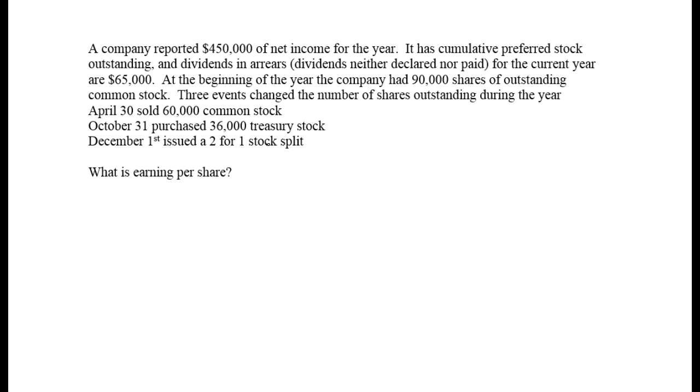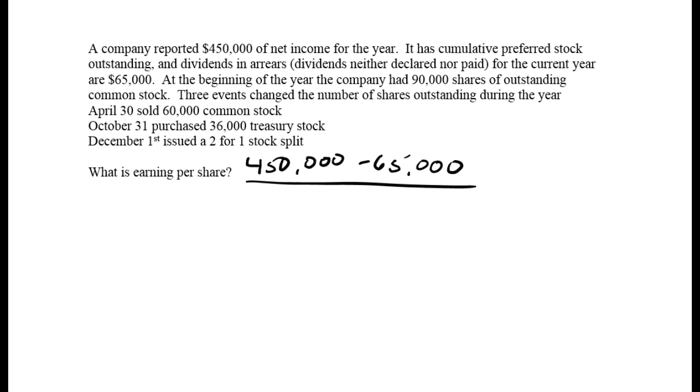Let's start. The numerator is 450,000 minus 65,000. It wouldn't matter how many dividends were in arrears for how many years, because every year we take off the dividends that accrued to that year, or 65,000. Let's tackle the number of shares outstanding now.